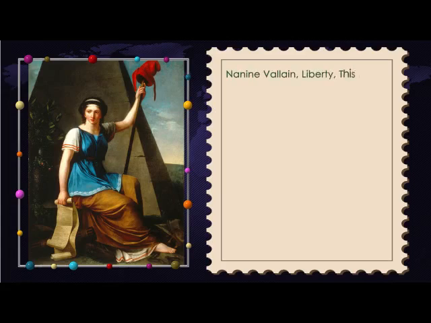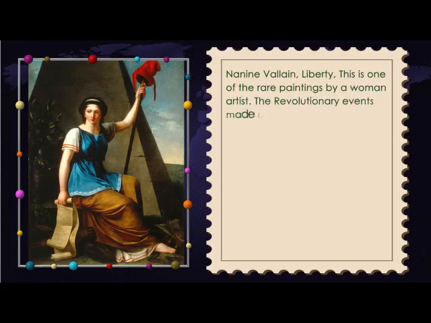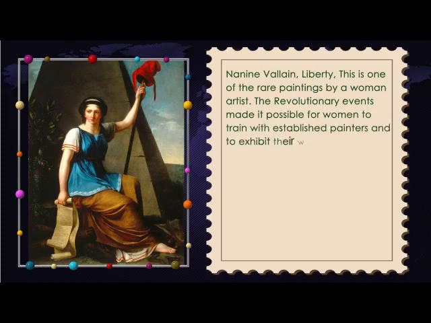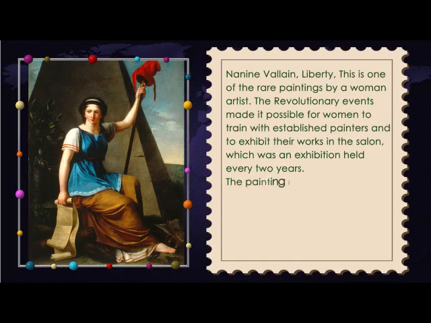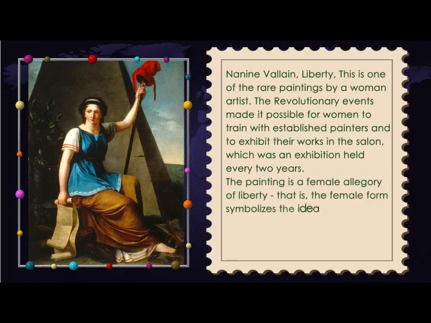Liberty by Lenin Villain. This is one of the rare paintings by a woman artist. The revolutionary events made it possible for women to train with established painters and to exhibit their works in the salon, which was an exhibition held every 2 years. The painting is a female allegory of liberty. That is, the female form symbolizes the idea of freedom.